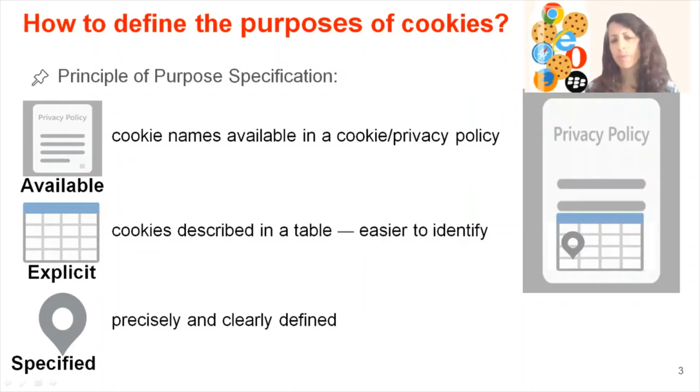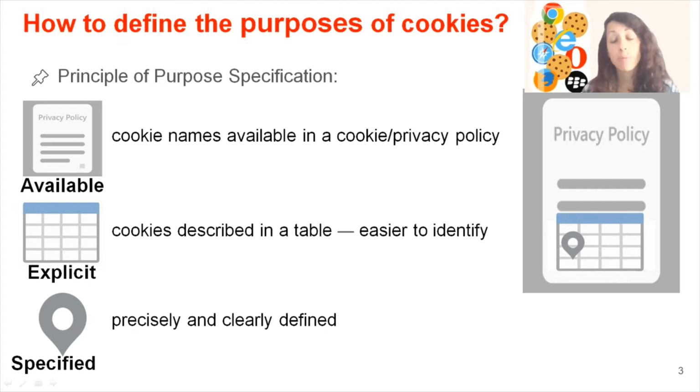How to define the purposes of cookies? The GDPR defines the principle of purpose specification, and this principle sets the legal requirements to define purposes. In the context of this work, purposes should be explicit, specific, and made available. Explicit means that purposes need to be expressed, revealed. It is not enough for purposes to be available somewhere in the website. For this reason, we claim that for cookies and purposes to be clearly expressed, they should be described in a table to be easy to identify them.